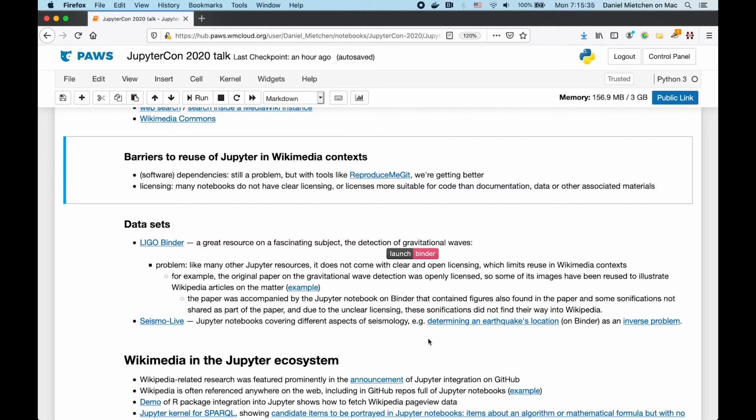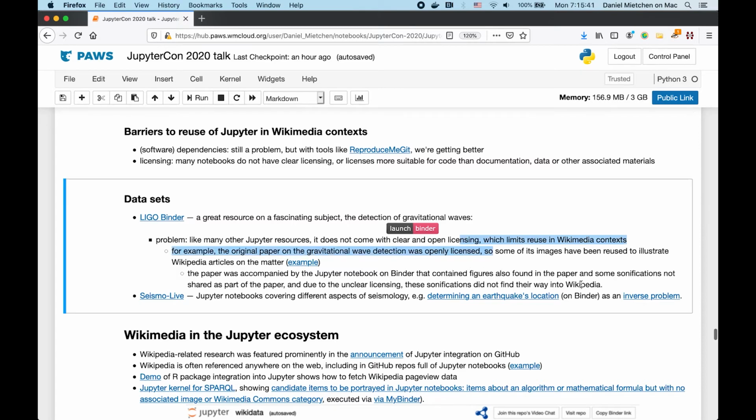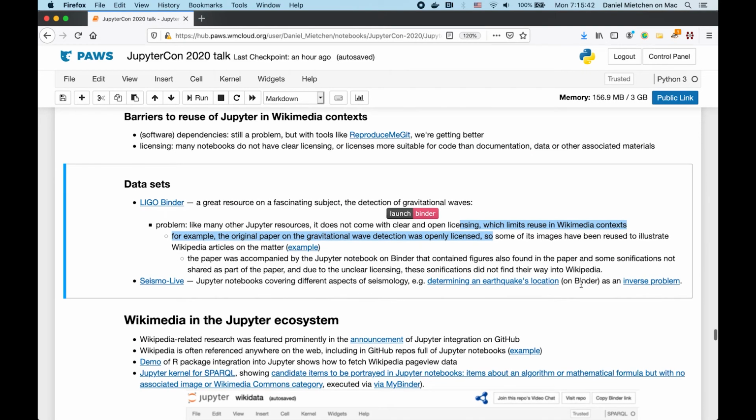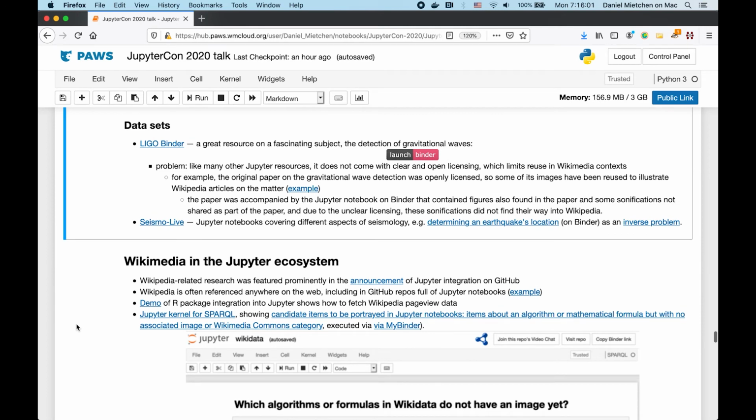And I've outlined two cases here. One where essentially copyright stood in the way of using certain materials, and here an opportunity where a specific notebook could be used as an example for a more general problem, like determining an earthquake's location as an inverse problem. So that could illustrate the Wikipedia article about inverse problems.